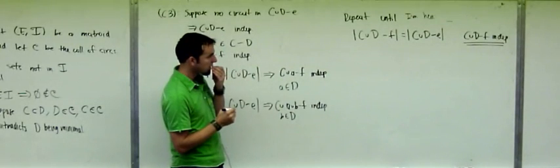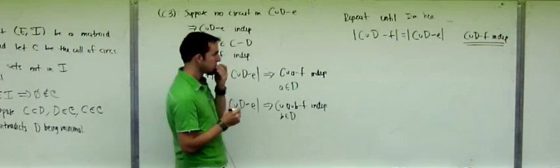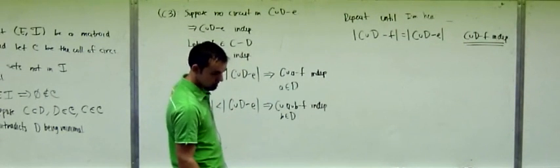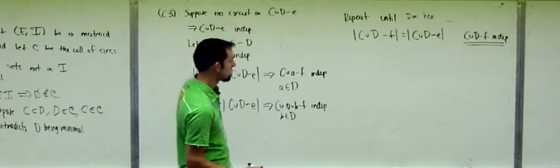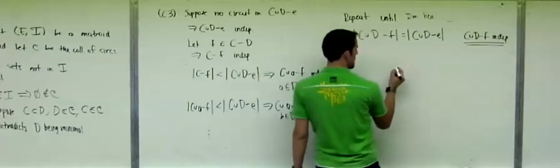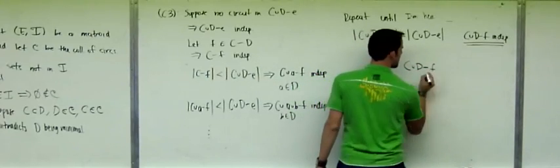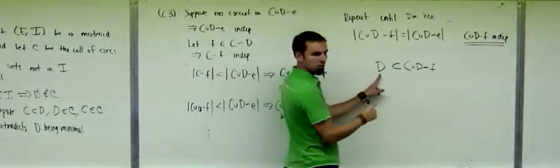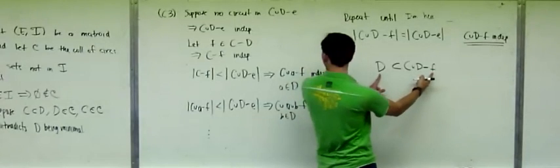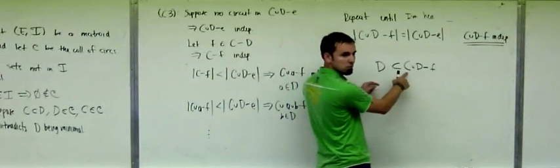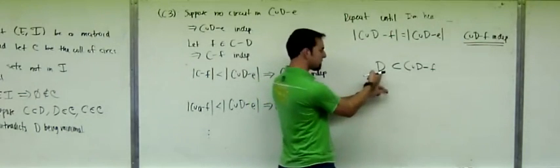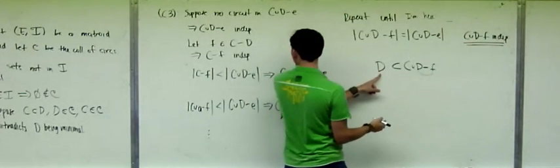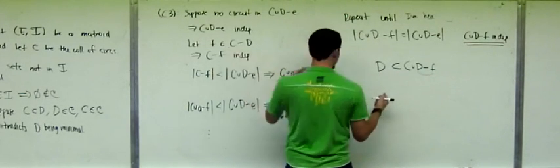Now, I'm claiming that I have reached a contradiction here. Does anybody see that contradiction? The thing is, look at C union D minus F. This contains all the elements in D, except possibly F. But F is in C. So all the elements of D that are not F are contained in here. Actually, F is not even in D, so I don't need to worry about that.